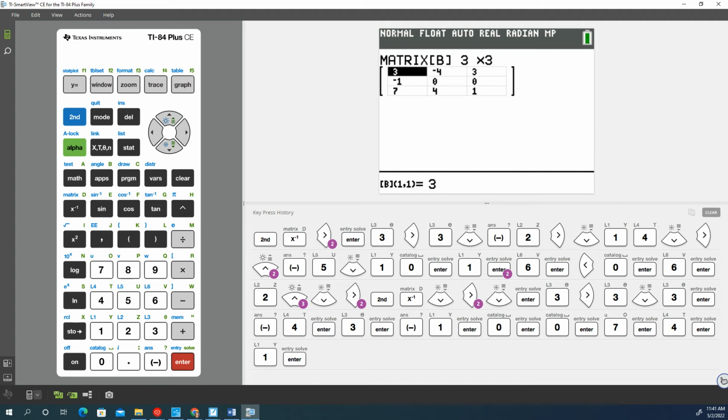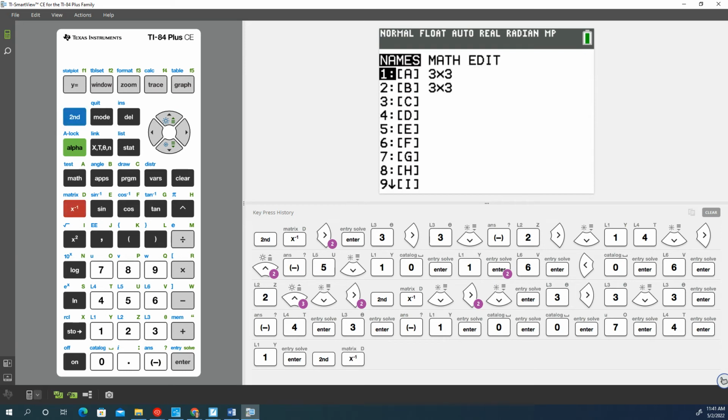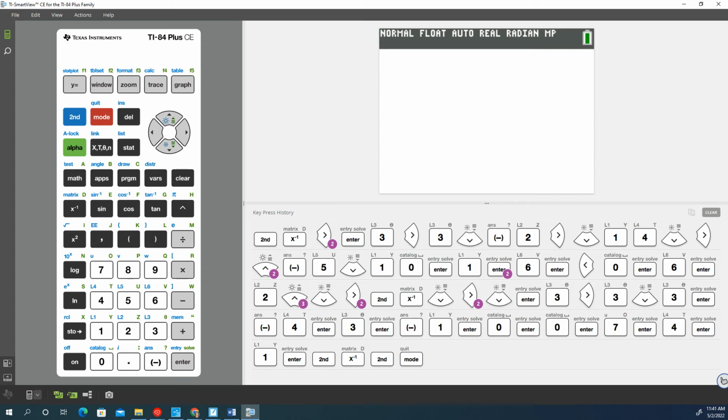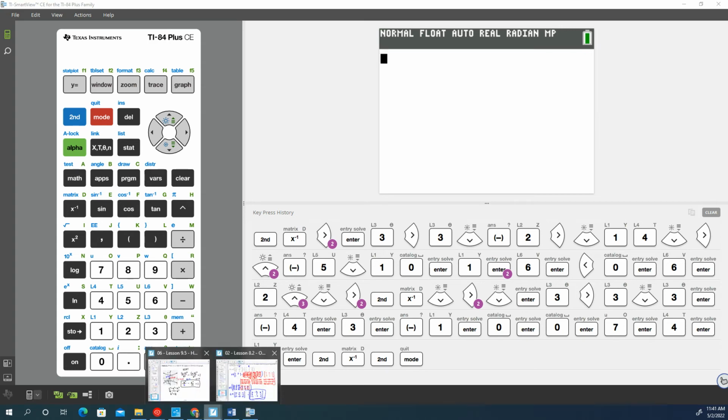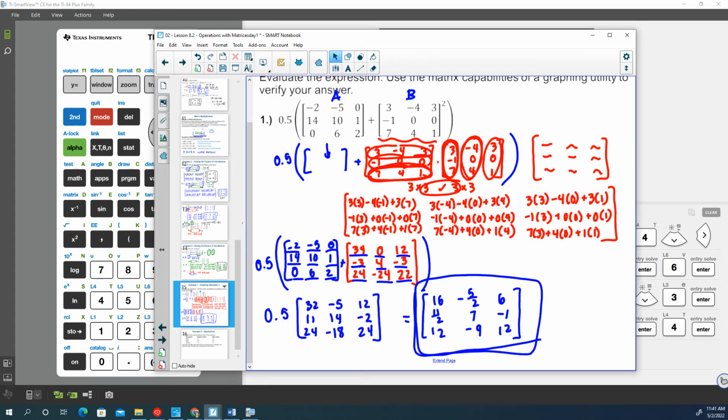Second matrix. So if you go back to the second matrix, you should see 2 of your matrices stored. If you have more than one, that just means somebody was using this before you, and that's okay. To get out of this screen, just hit second quit. So now we're going to type in this expression right here. We're going to type in 0.5 parentheses A plus B squared.